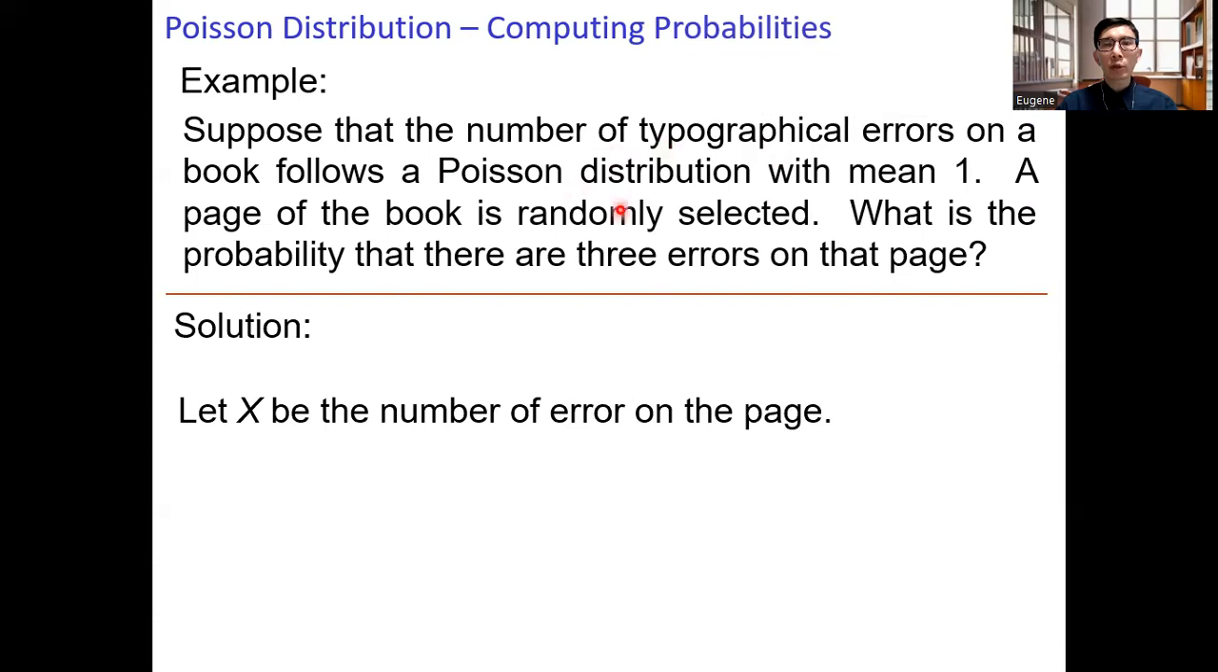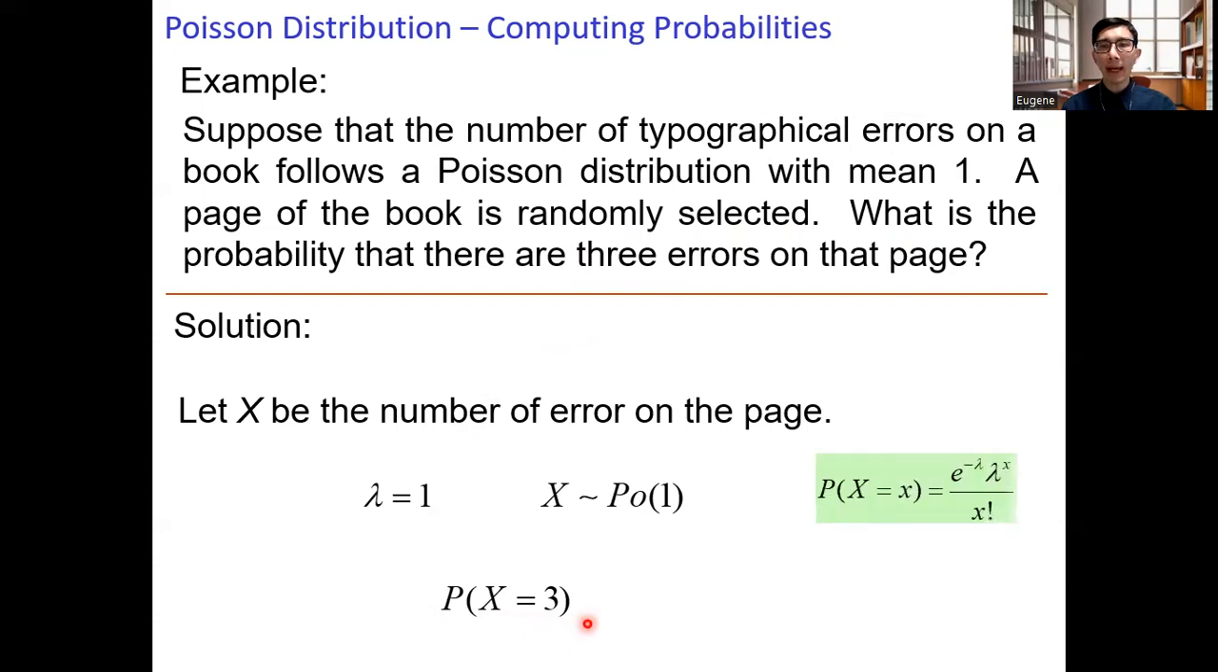A Poisson distribution with mean 1. So here we have lambda equals 1. So X follows a Poisson distribution with parameter 1. We want to get the probability that there are 3 errors on the page. So we want P of X equals 3.